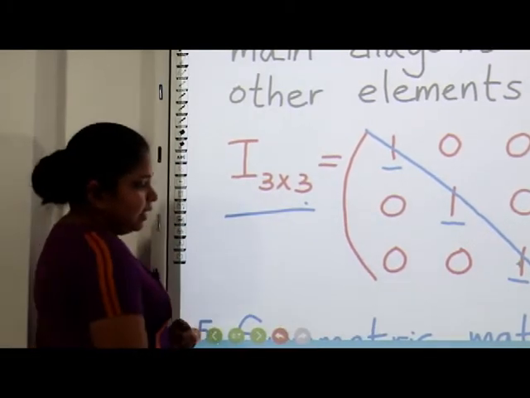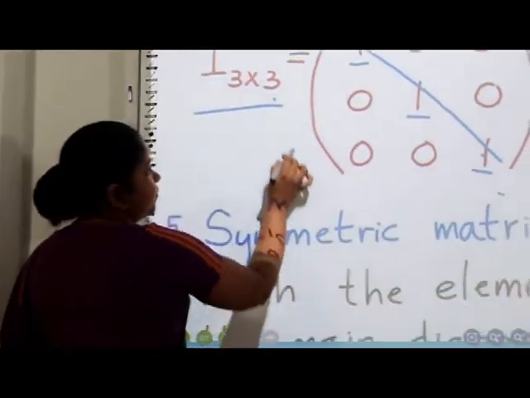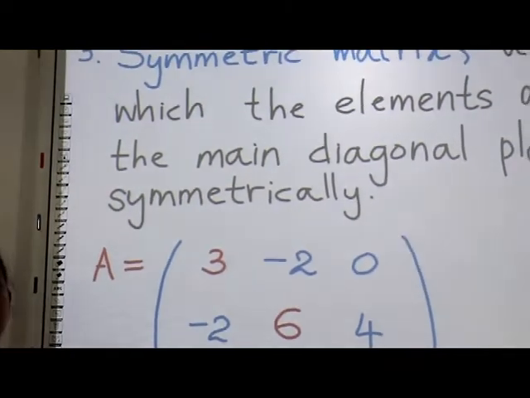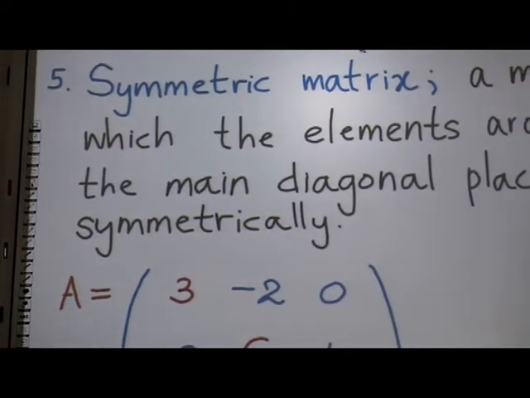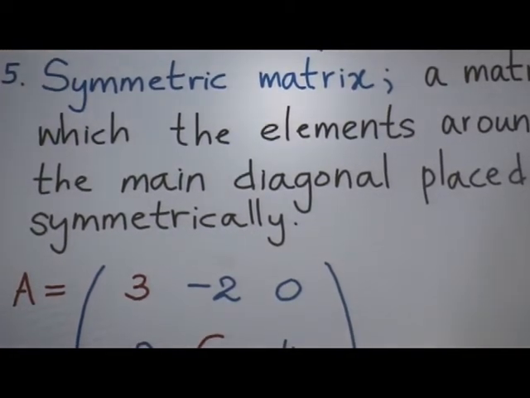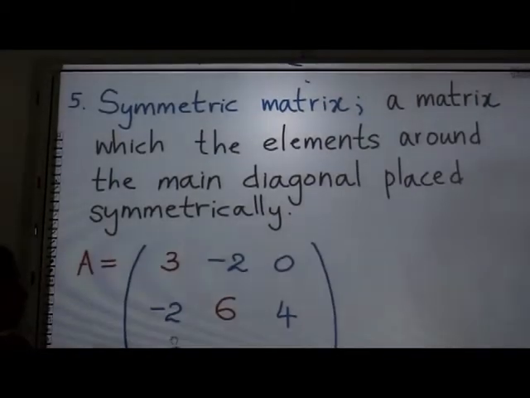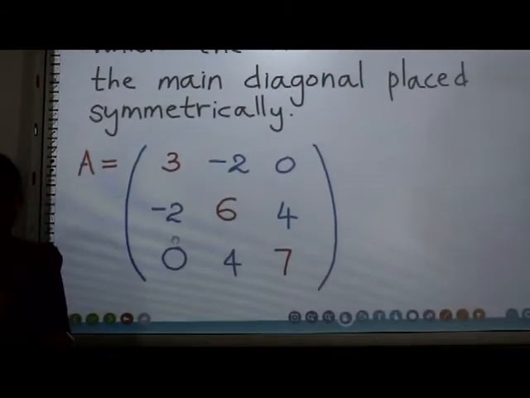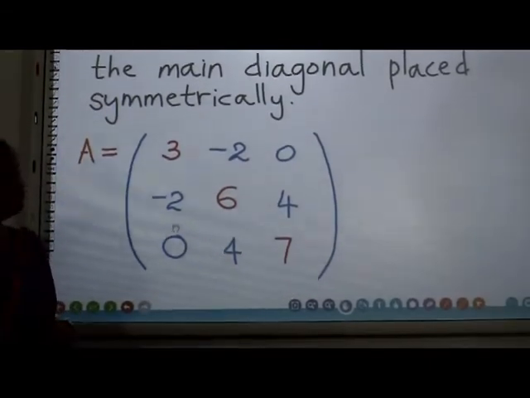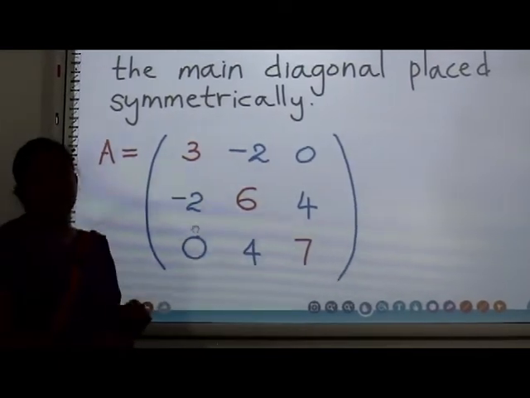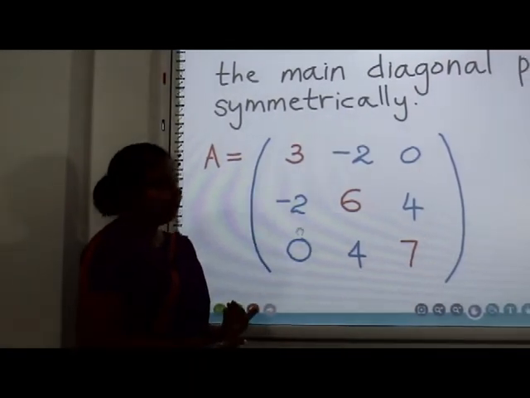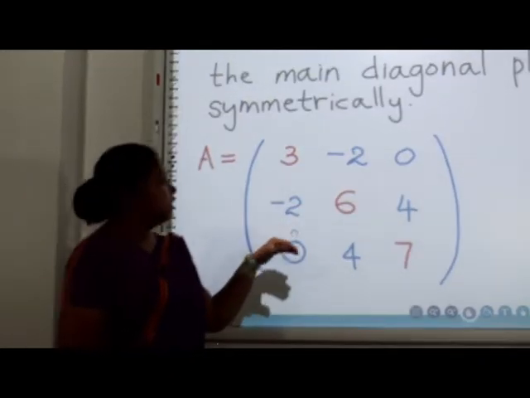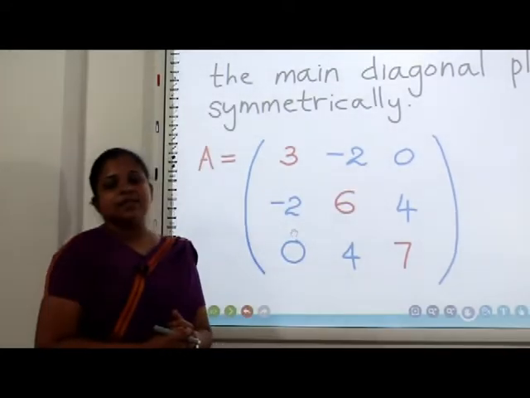The next matrix type is the symmetric matrix. In a symmetric matrix, here I have written the main diagonal in red and all the remaining elements in blue. Now you can see, if we consider the main diagonal as a reflector or a mirror, you can see the reflection of these remaining elements on either side of the main diagonal.